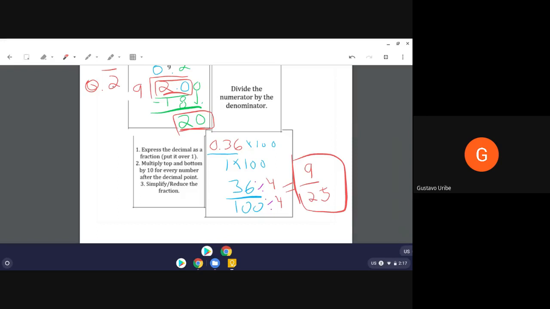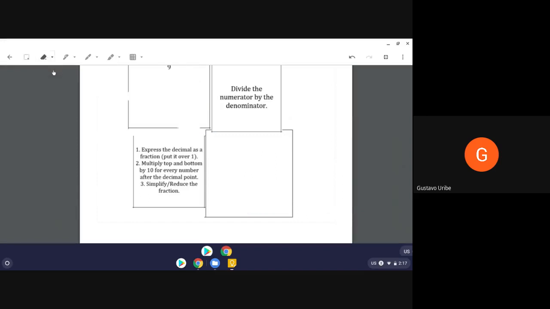Now, there's a different way of doing this. Actually, let's go ahead and erase the page. If I choose the same number, let's see, 0.36. Let's try that again.